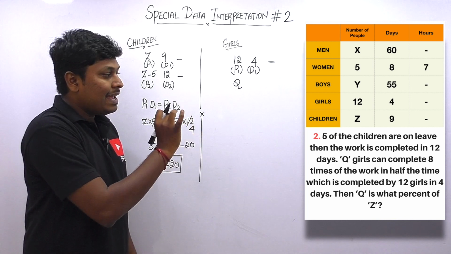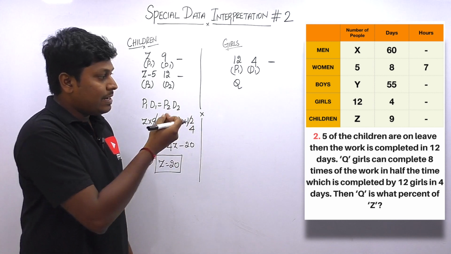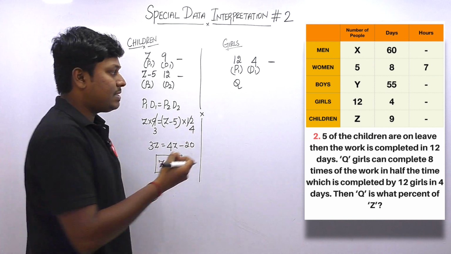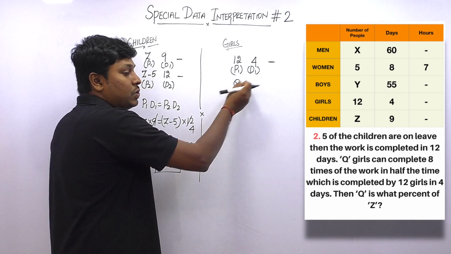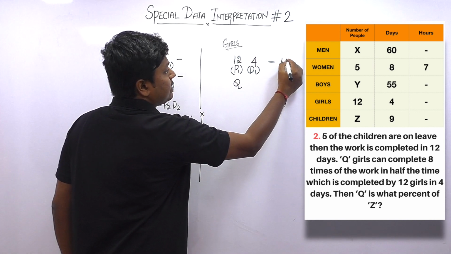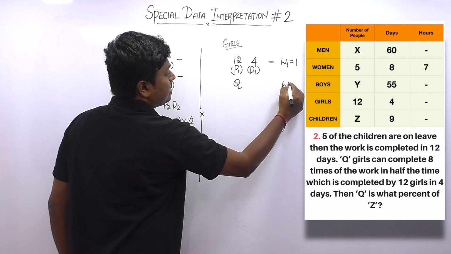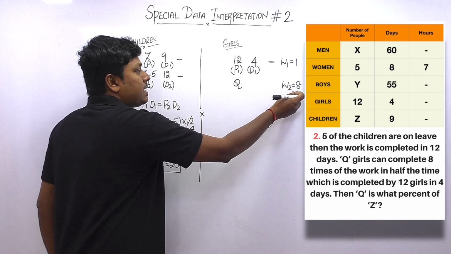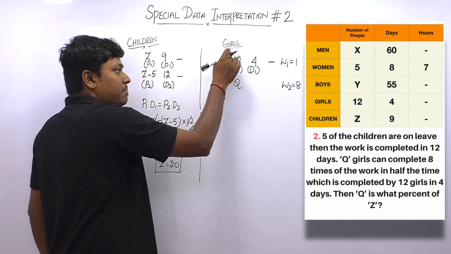Q girls can complete 8 times of the work in half the time which was completed by 12 girls in 4 days. So listen here, Q girls are doing a work 8 times when compared to the given value. So we can say that in this condition work is equal to 1, in this condition work is equal to 8. Got it, friends?